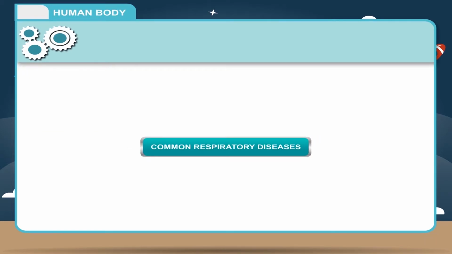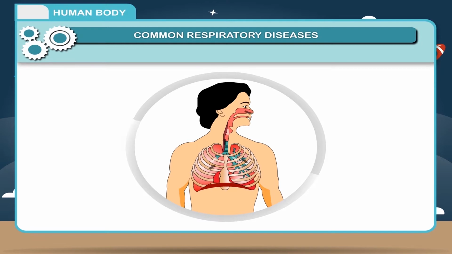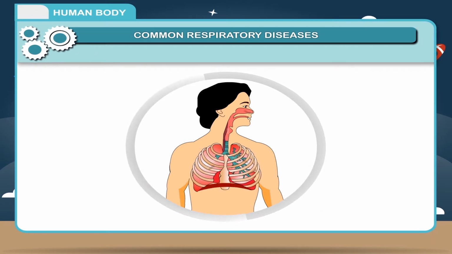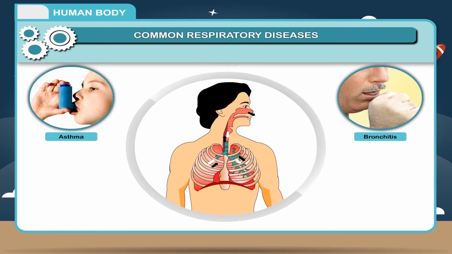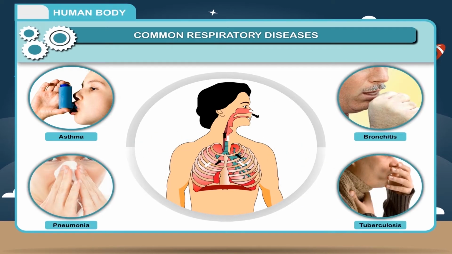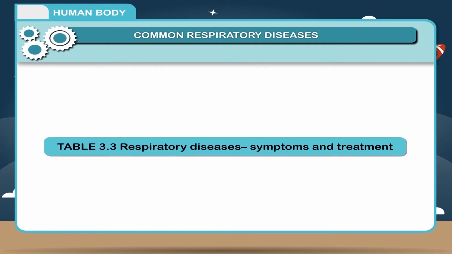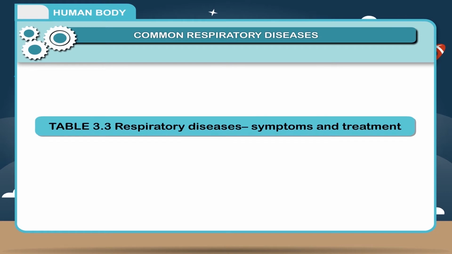Common respiratory diseases. The lungs are the part of our respiratory system that expand and contract thousands of times each day to bring in oxygen and expel carbon dioxide. Lung diseases can result in problems in any part of this system. Some common respiratory diseases are asthma, bronchitis, pneumonia, and tuberculosis. Table 3.3: Respiratory diseases, symptoms and treatment.